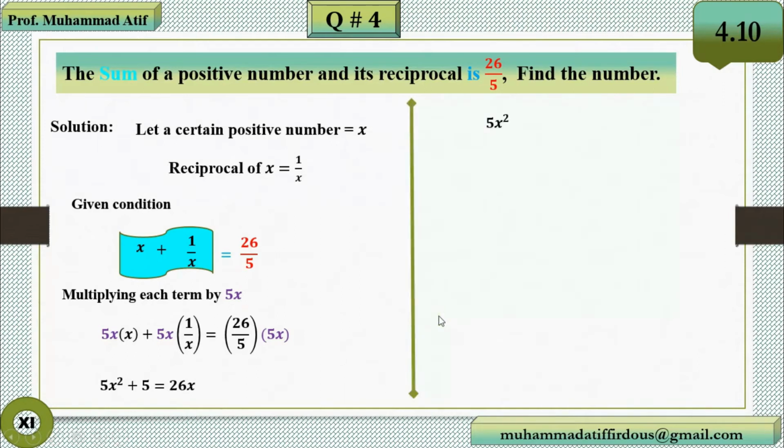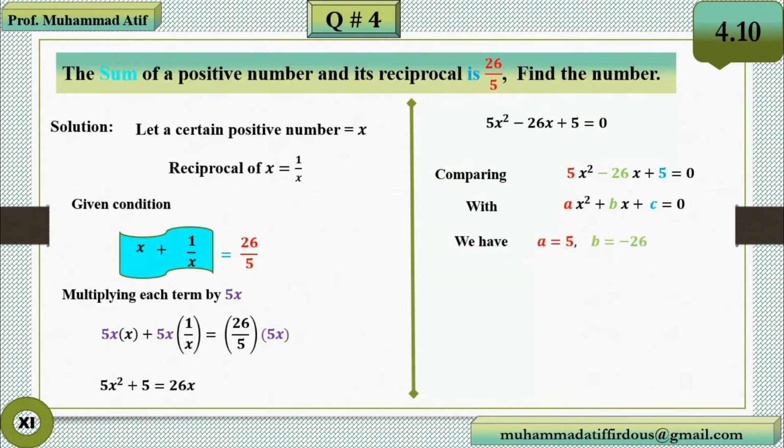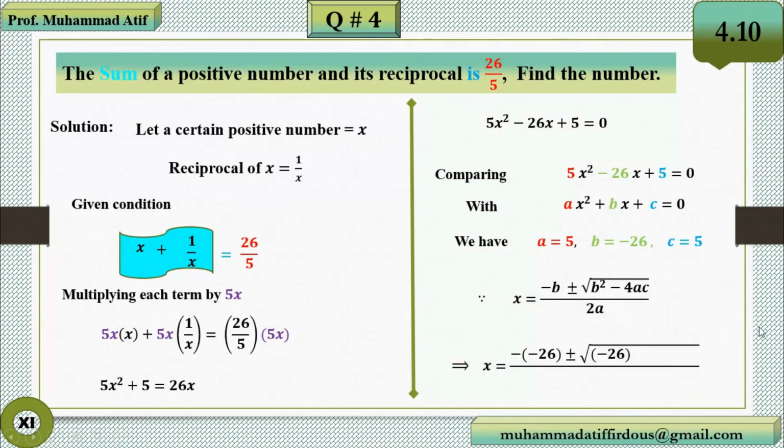Or more simplifying, you have 5x squared minus 26x plus 5 equal to 0. You can factor this, or you can apply the quadratic formula. I am going to use the quadratic formula method. So we have ax square plus bx plus c is equal to 0. By comparing, we have a is equal to 5, b is equal to minus 26, and c is equal to 5. Just applying the quadratic formula, write your quadratic formula and replace the values of a, b, and c in this formula.